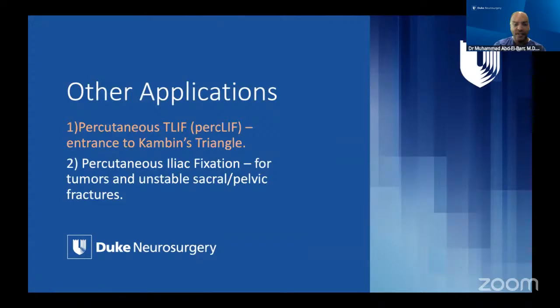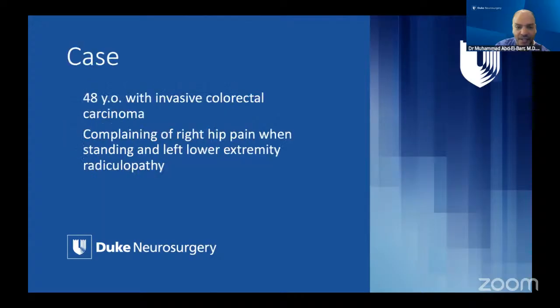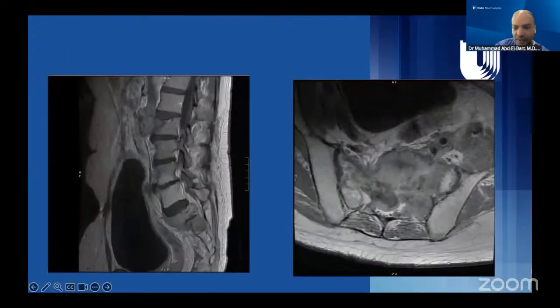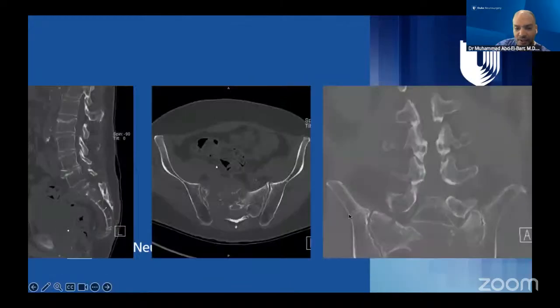Other applications for iliac fixation for either tumors or unstable fractures. So here's a 48-year-old with a very invasive colorectal cancer. This is a non-operable lesion. However, he also has a sacral insufficiency fracture here and has a lot of right-sided hip pain. So what do you do to this patient?